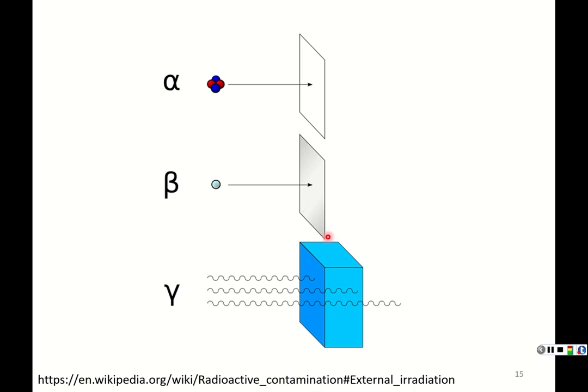Okay, beta particles, those are the electrons, and they can be stopped by a small piece of plexiglass. And then finally, gamma rays: you need a fairly thick amount of lead shielding to be able to shield effectively from gamma rays.